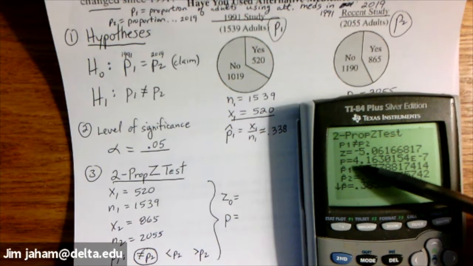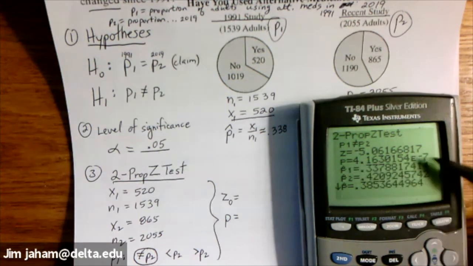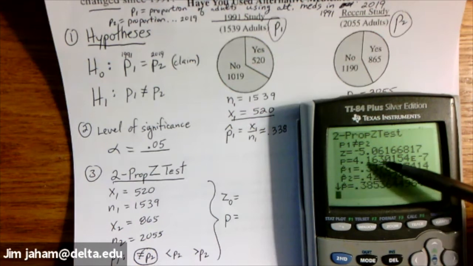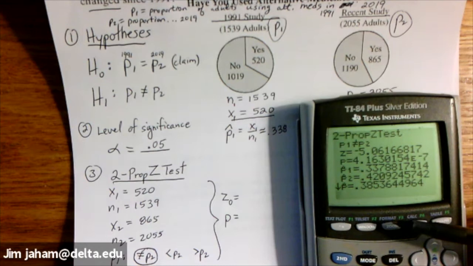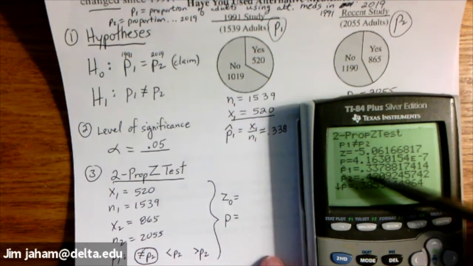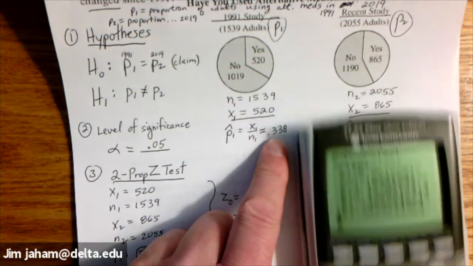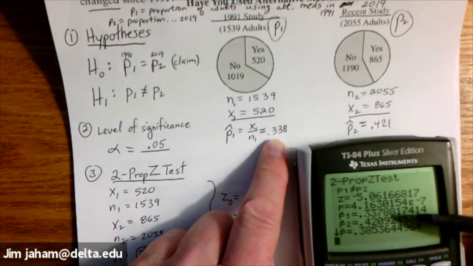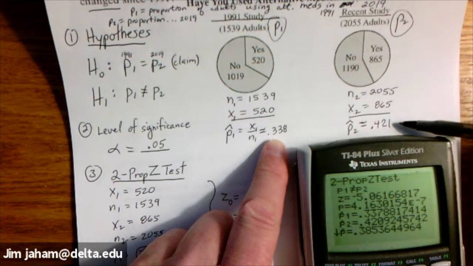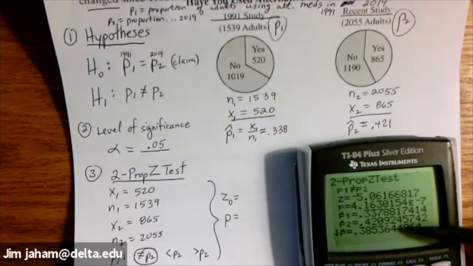Here's another one where we said be sure that you read the p-value from right to left, because the p-value is not 4.16. It can't be. It has to be a probability value between 0 and 1. It reports out the p1, 0.338. There's our 0.338. And the other one that it reports out is p2, which is the 0.421. Okay, there it is. And then they give you this pooled proportion.